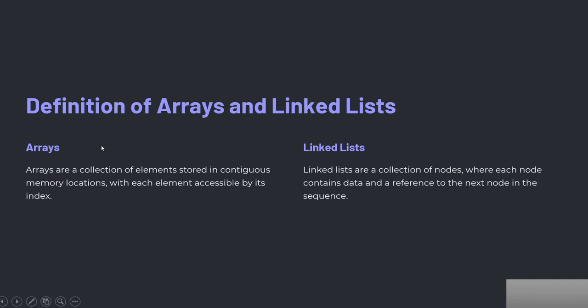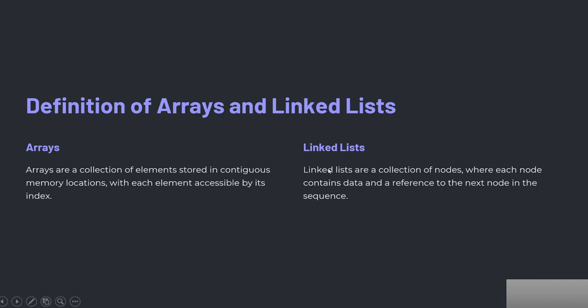Arrays are a collection of elements stored in contiguous memory locations, with each element accessible by its index. As we all know, in arrays we use zero-based indexing. So if we want to access an element, we can directly give its address and we can access that element.